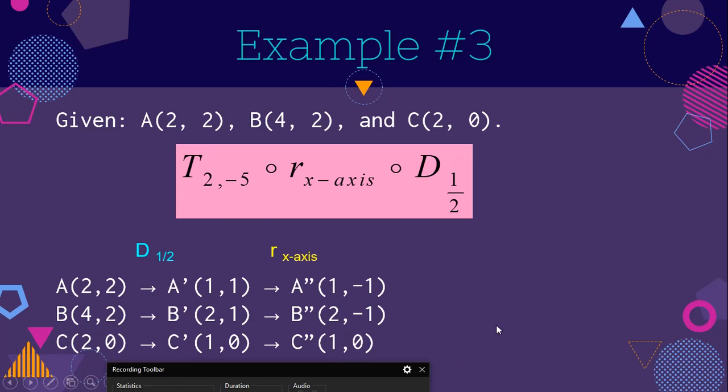And finally, building onto the double prime is a translation. We're going to add 2 to x. We're going to subtract 5 from y. So A triple prime, 1 plus 2 is 3. -1 minus 5 is -6. We're going to use the same rule for B triple and C triple.